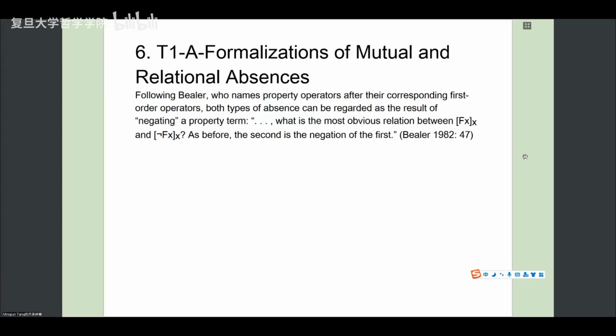What is the most obvious relation between F-ness, being an x such that Fx, and being an x such that x is non-F? As before, the second is the negation of the first. Normally, we talk about negations only of whiffs, but here we can also talk about negations of properties. And being an x such that non-Fx is the negation of being an x such that Fx. We can take the next slide.